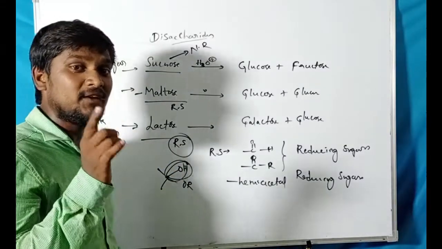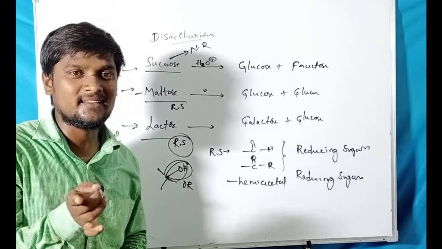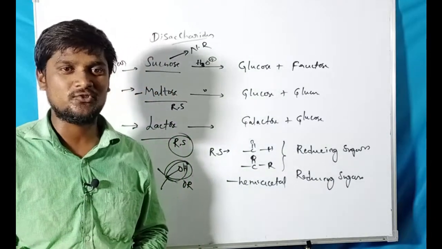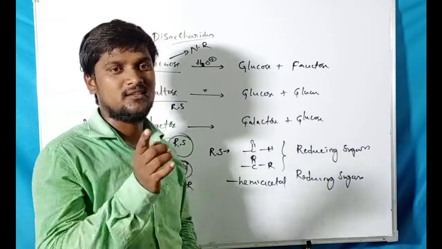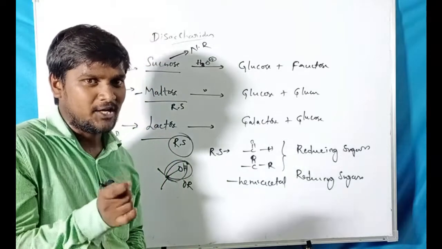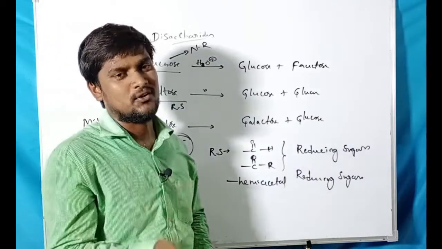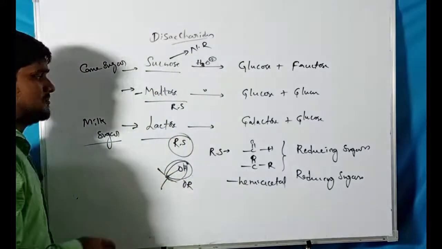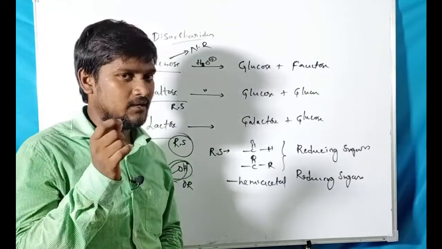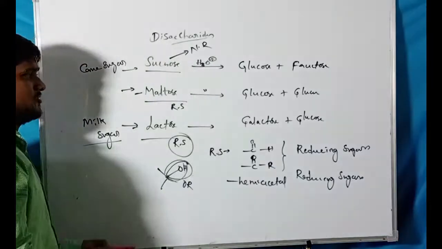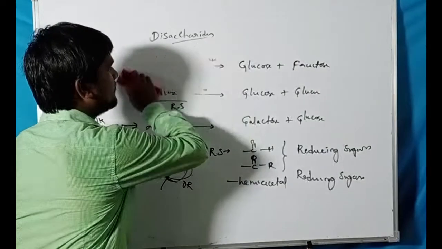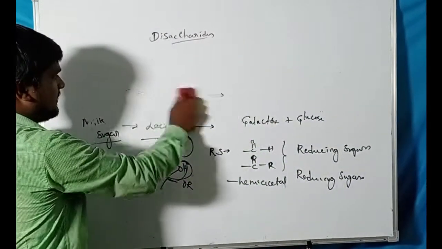Another thing is, if a sugar acts as a reducing sugar, then only it gives mutarotation. If a sugar is a non-reducing sugar, it cannot participate in mutarotation. This is also an important point, please note that. Again, the reducing sugars also give the osazone derivative test. This is the basic introduction to the disaccharide reactions. Now let us go through the complete examples regarding the disaccharides.